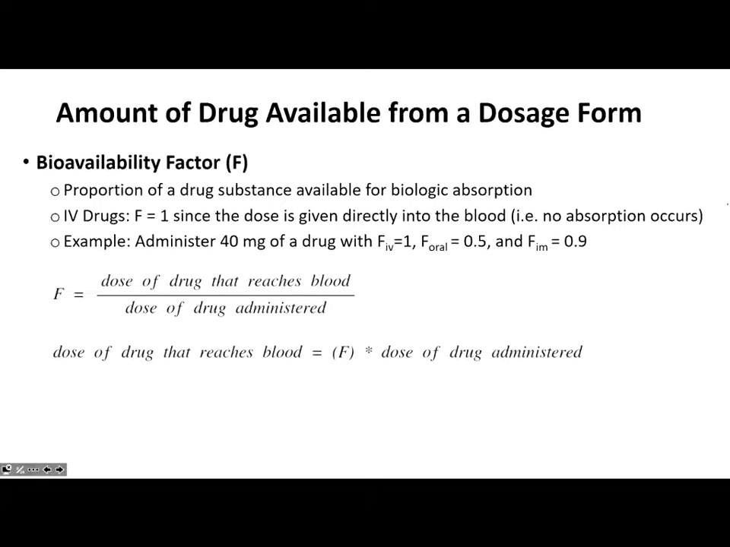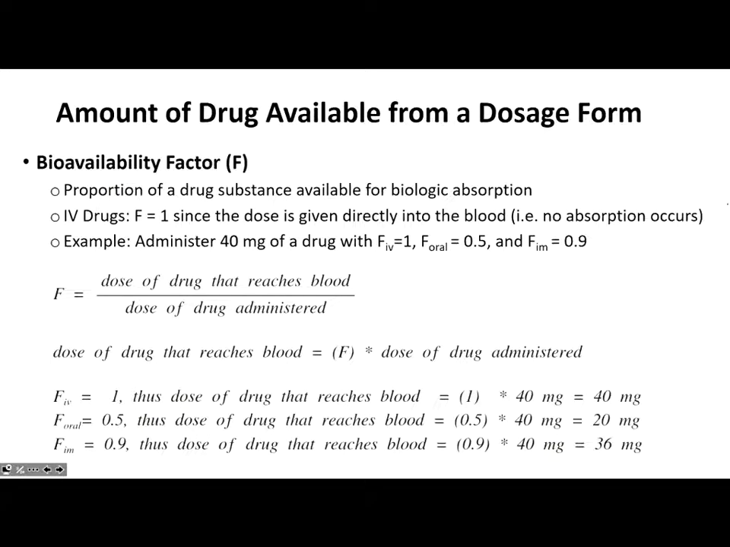But the question is, what if it's not? What if you take it orally? It probably isn't going to be 1. What will it be? It will be different for different drugs by all means. Okay? So let's just finish with this example. If I give 40 milligrams of a drug by 3 different routes, one by IV, one by oral, and one by IM, how much drug actually makes it into the blood? For a 40 milligram dose, if I have different F values for this drug, let's calculate how much makes it into the blood. It should be pretty straightforward.